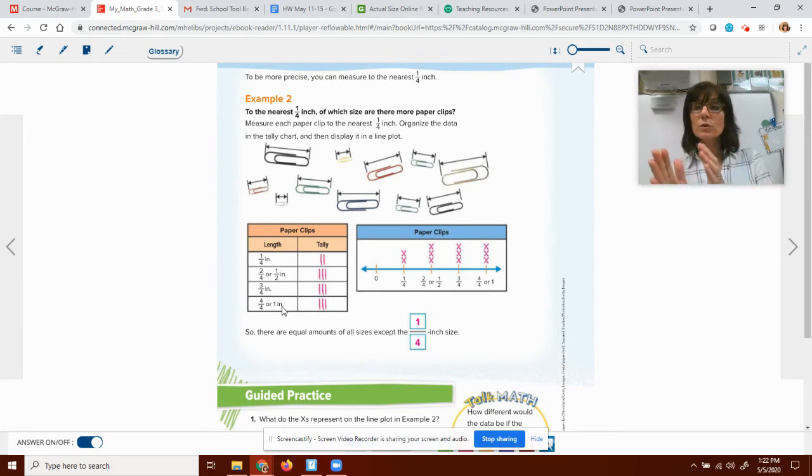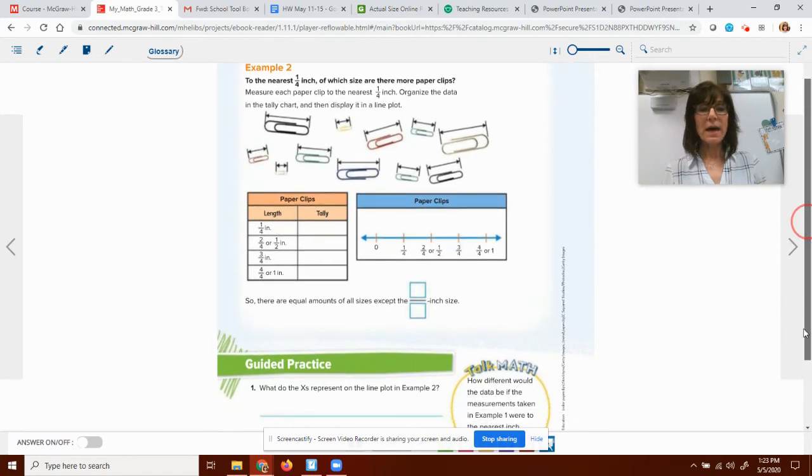I wanted to put those now onto my line plot. And so I have my line plot from 0 to 1, 1/4, 2/4, 3/4, 4/4, or 1. I had 2 of my paper clips, and I want to write the frequency of 2 along 1/4. I had 3 paper clips that showed 2/4 or 1/2, 3 that were 3/4, and I had 3 that were 4/4 or an inch. So there are equal amounts of all sizes except for the 1/4 inch size.